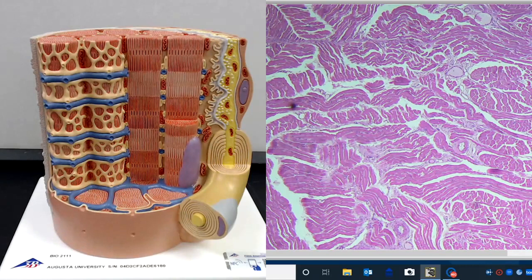If we look at the histology slide, we can see that the muscle tissue is organized into smaller bundles. These smaller bundles are called fascicles. Each fascicle is surrounded by a connective tissue layer, a membrane called the perimysium, P-E-R-I, mesium.